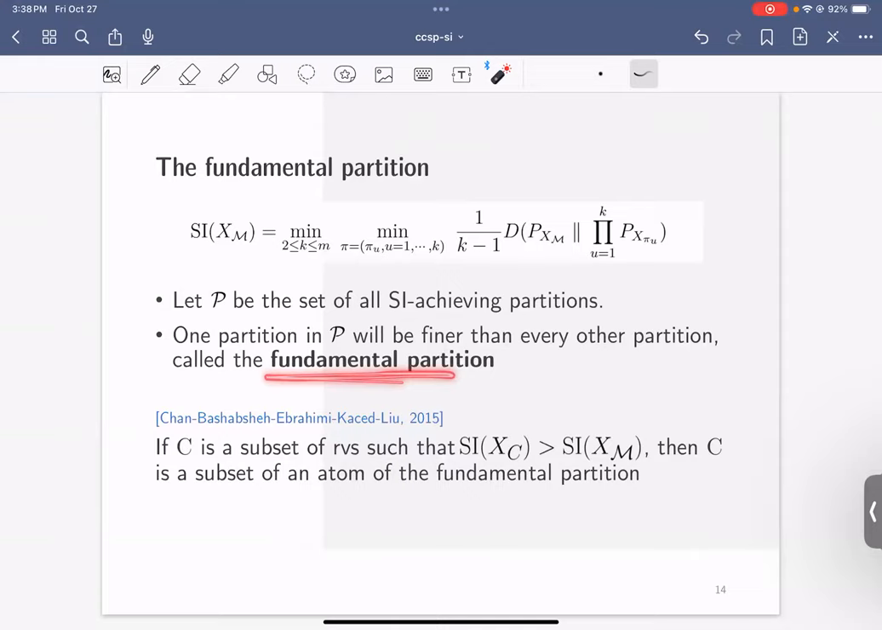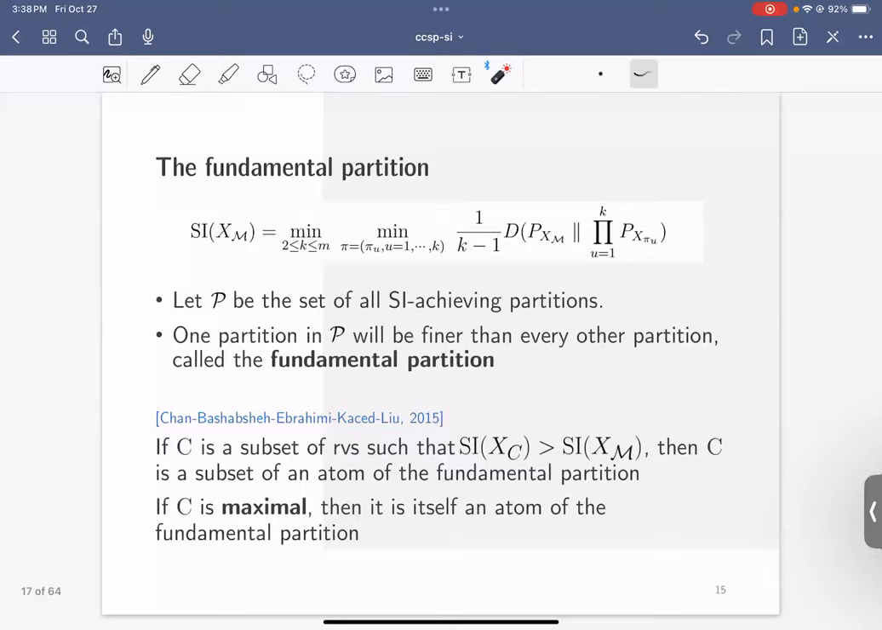And you can say something even stronger, which is if C is maximal, as in C has this property that its shared information is greater, but no superset of C has that property. So if you add any element to C, then this property will not hold anymore. If that happens, then you have exactly characterized what the atoms of the fundamental partition are. Okay. So this is kind of interesting.